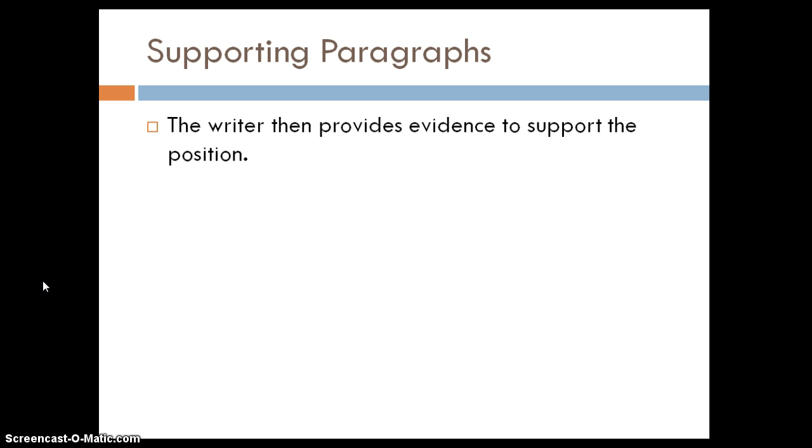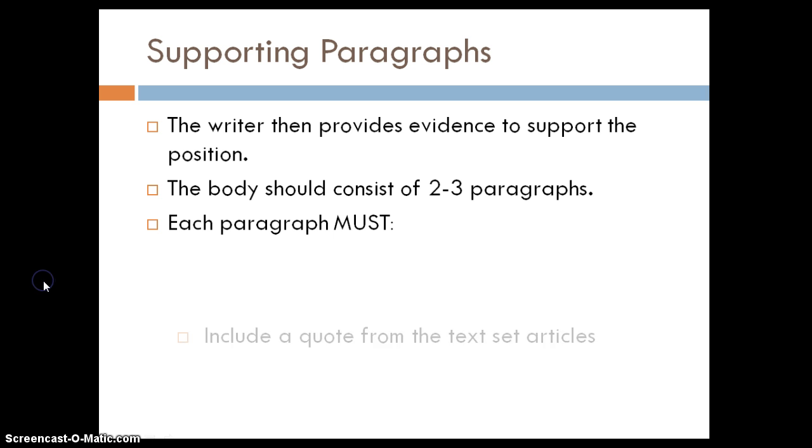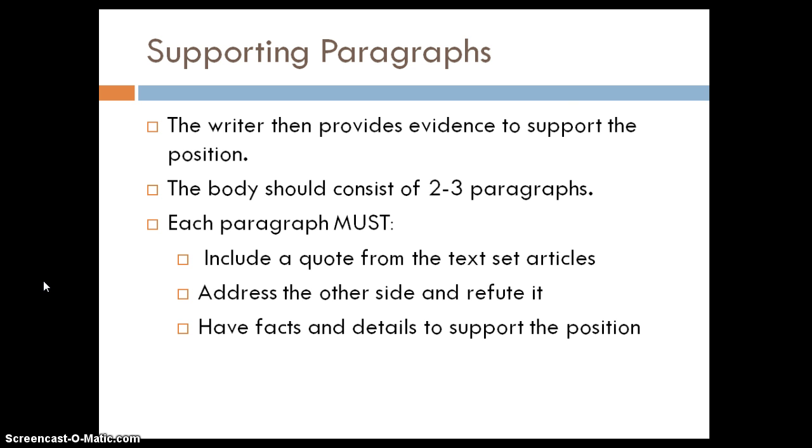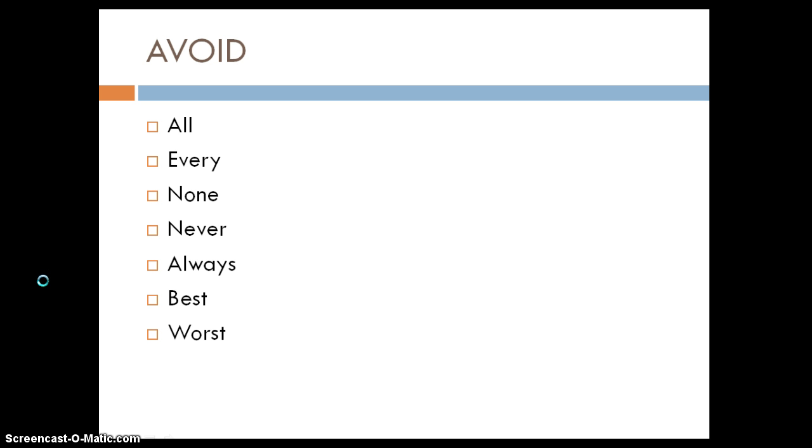In your supporting paragraphs, you have to provide evidence, 2 to 3 paragraphs, like I said. Each paragraph has to have at least 1 quote from the text set articles. You guys are probably going to use way more quotes than just 1, but it has to have at least 1. You have to address the other side and refute it, and have facts and details to support the position. Please don't use the words all, every, none, never, always, best, worst. They're too inclusive, and it makes it easy for someone to attack your position. Because nothing is completely black and white. There are many shades of gray and many arguments.